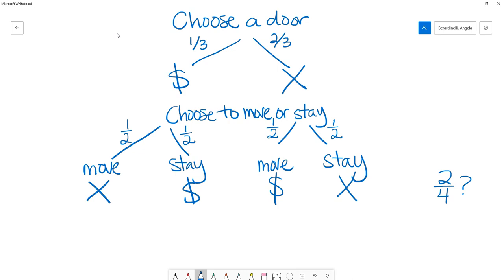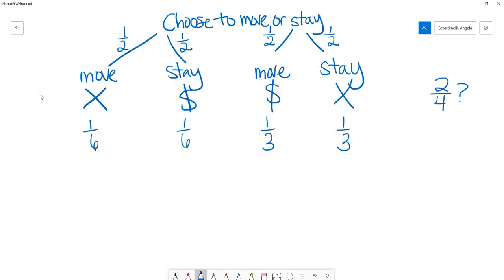So 1/3 times 1/2, the probability that I end up here is 1/6. 1/3 times 1/2. 1 times 1 is 1, 2 times 3 is 6. The probability that I end up here at the prize is also 1/6, 1/3 times 1/2. The probability that I end up here is 2/3 times 1/2, that's 1/3, and the probability that I end up here is 2/3 times 1/2, that's 1/3. So here's the probability of each of your 4 outcomes.